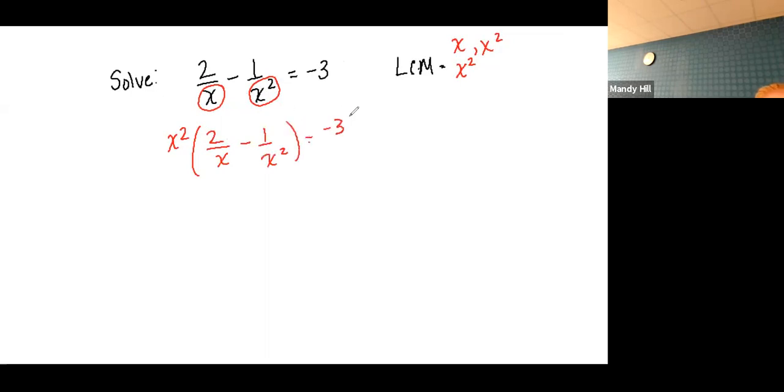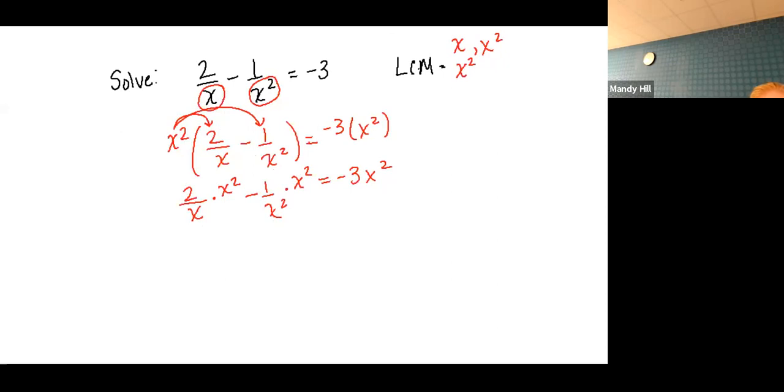But I'm multiplying every single thing by x squared, even after the equal sign. So on this side, we would have -3x squared. On this side, and I'm going to go slow on this, we've got 2x because we want to take this x squared and multiply it by both of these things. So we've got 2 over x times x squared, and then 1 over x squared times x squared. So we took x squared and multiplied it by both of these things.